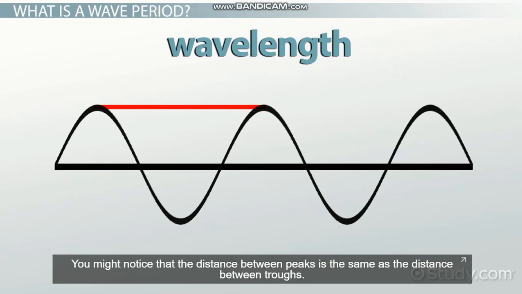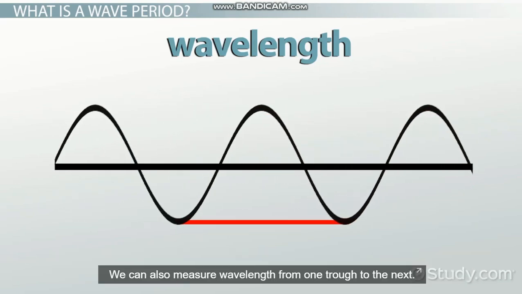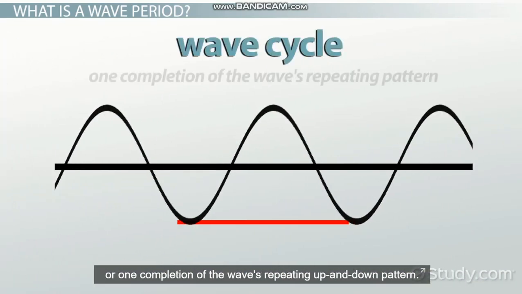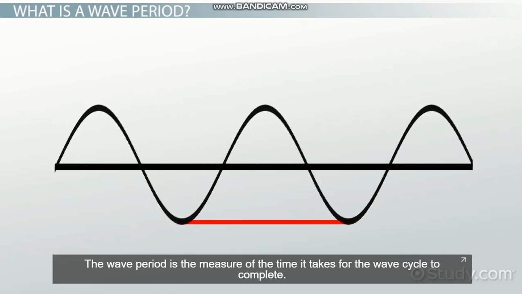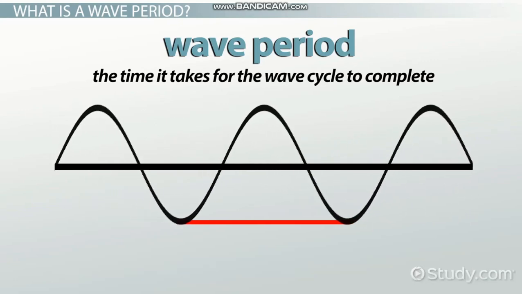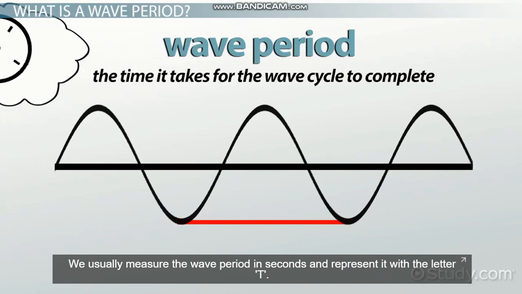You might notice that the distance between peaks is the same as the distance between troughs. We can also measure wavelength from one trough to the next. Either way, the wavelength will measure the distance of one wave cycle, or one completion of the wave's repeating up and down pattern. The wave period is the measure of time it takes for the wave cycle to complete. We usually measure the wave period in seconds and represent it with the letter T.